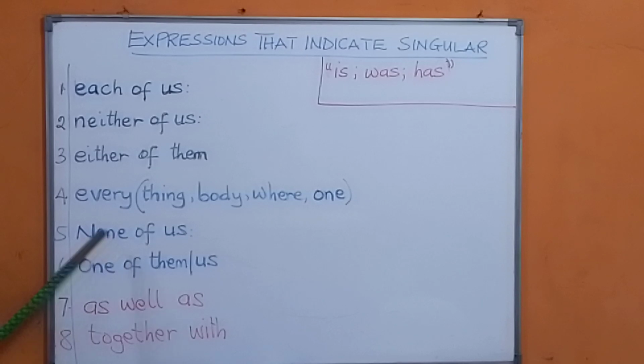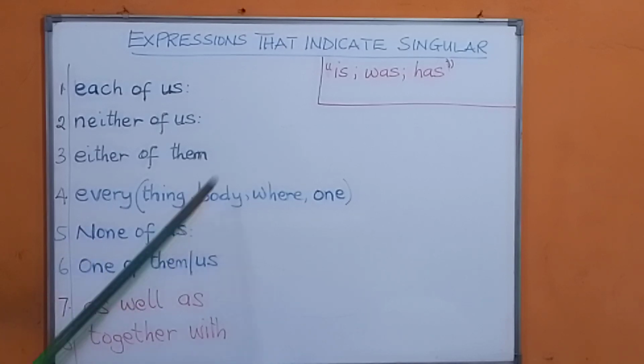Look at the other one, number 5. None of us. You say none of us is, or none of us was, or none of us has the answer. None of the members has the answer to that. None of the members has ever achieved such a great and brilliant feat. None of the members has. None of the members is. None of us is.